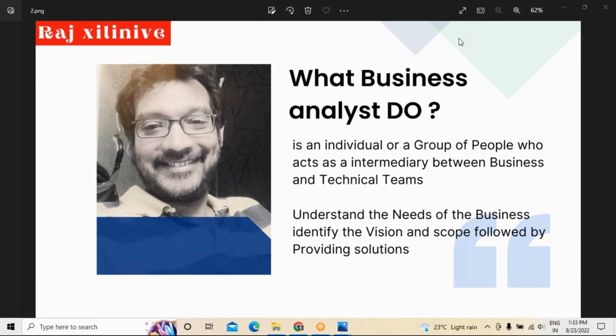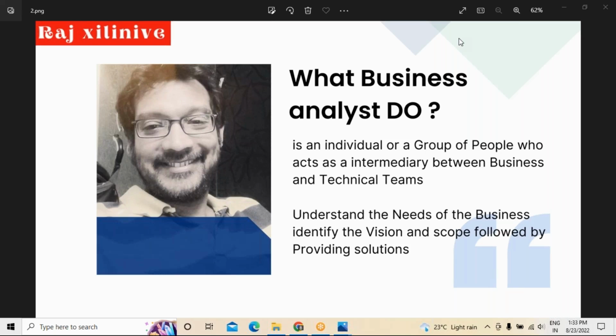Hence, a business analyst is a person who acts as an intermediary between business and technical communities. Being a BA, we need to understand the business goal and vision of the project, as well as the scope of the business, followed by whatever required solutions are to be provided. This is what we generally do as a business analyst in any organization.